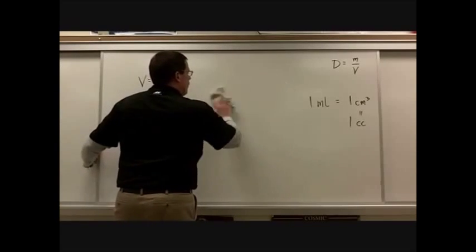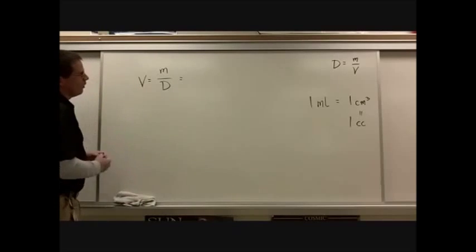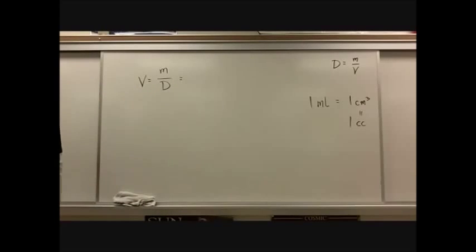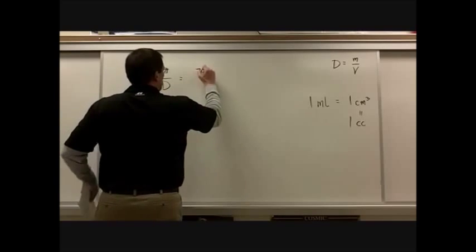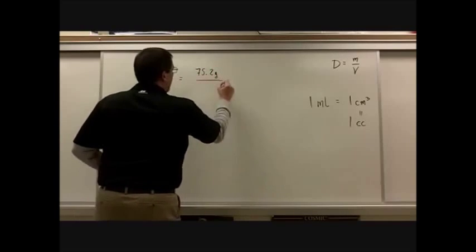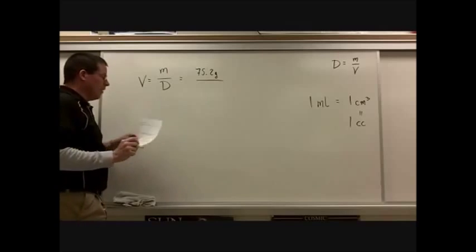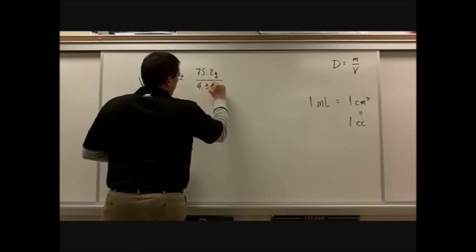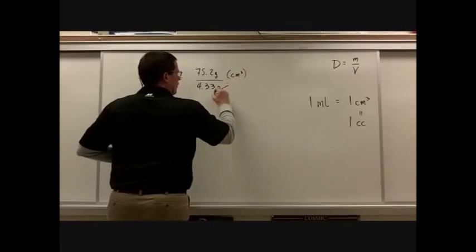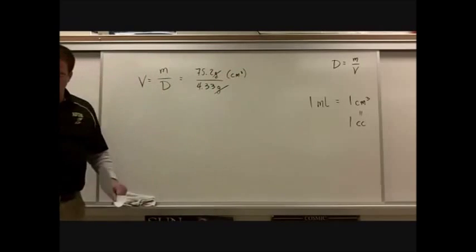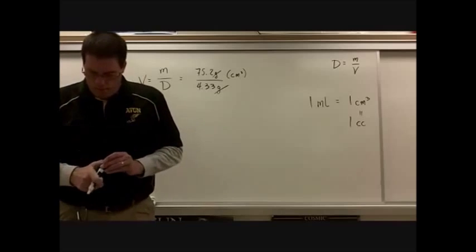So we do have this equation here where volume is equal to mass over density. The mass in this problem is what? 75.3. There you go. And the density in this case? 4.33 grams, and I'll put the centimeters cubed here again. Grams cancel out. What unit do we have? Centimeters cubed.